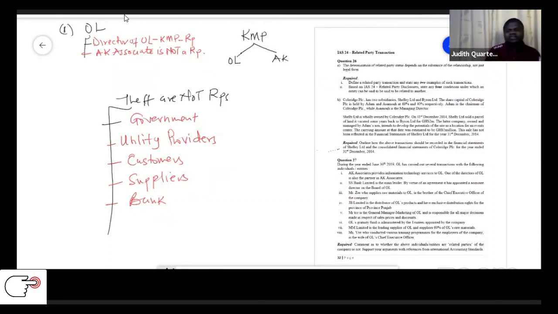Now, answer my question. AK Associate is not a related party. This man here, key management personnel, has influence in OL and AK. OL and AK have no relationship. Do you remember associates? We said that one person can have two associates. The two associates are not related parties.